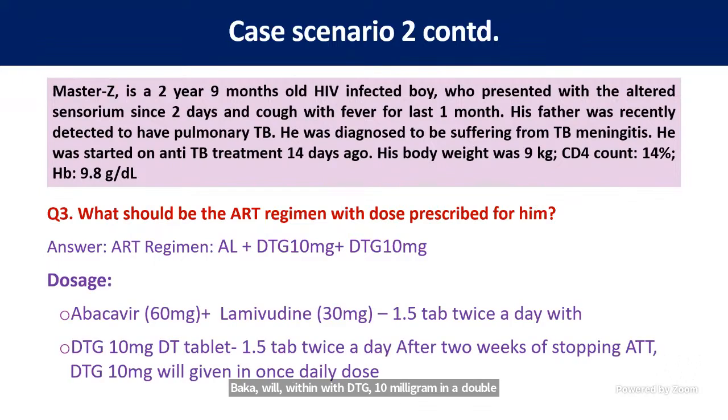Usually we give once daily. Here we have to give the dose twice daily. So the dosage will be abacavir lamivudine 60-30 fixed drug combination, 1.5 tablet twice a day, along with DTG 10 milligram dispersible tablet, 1.5 tablet twice a day. And this double dose of DTG should be maintained up to 2 weeks of stopping anti-tubercular treatment. After 2 weeks of stopping rifampicin based anti-tubercular treatment, we can go back to DTG 10 milligram once daily dosage.